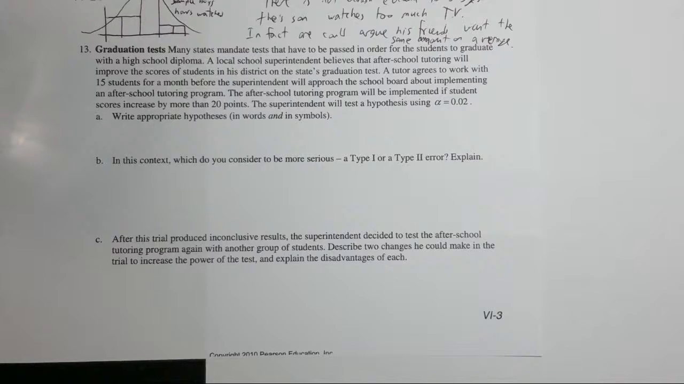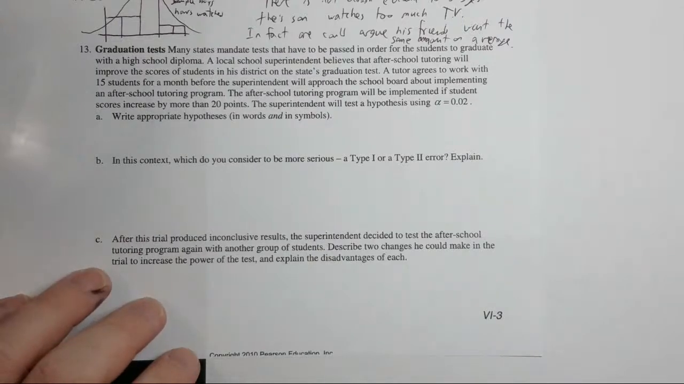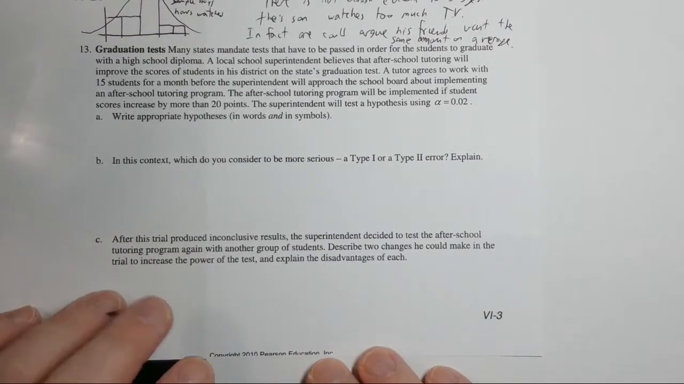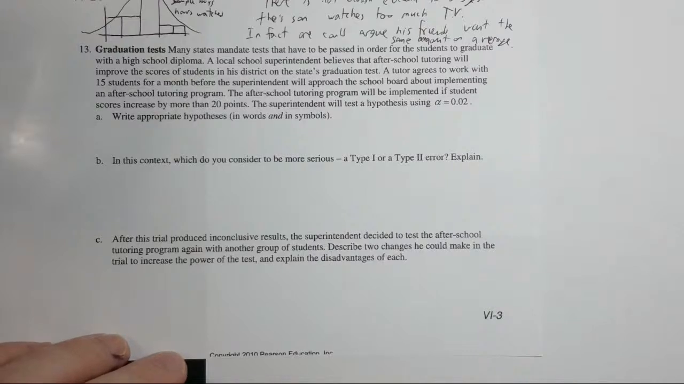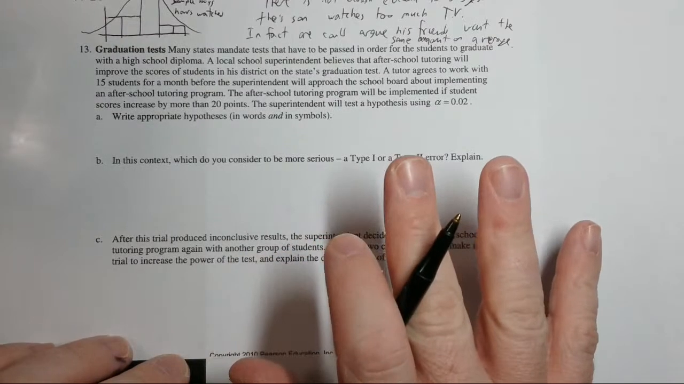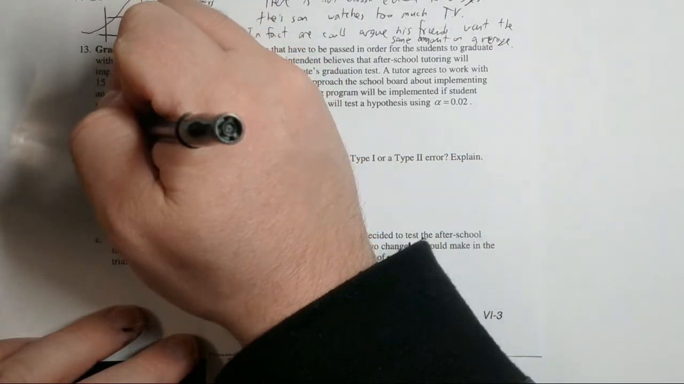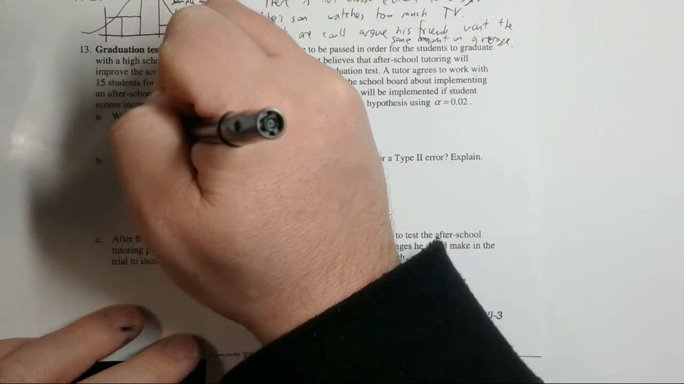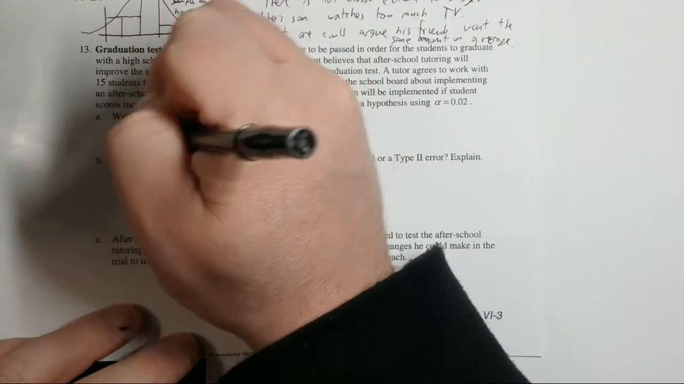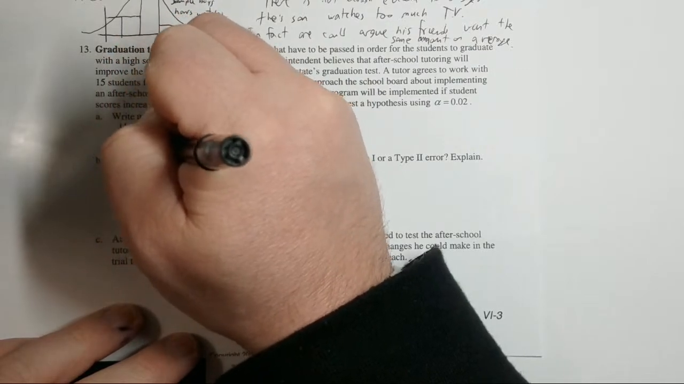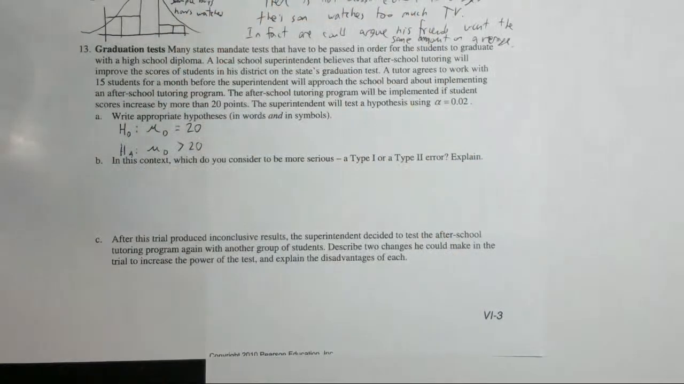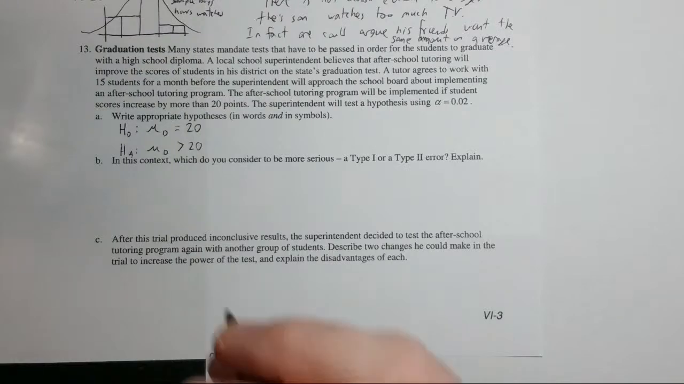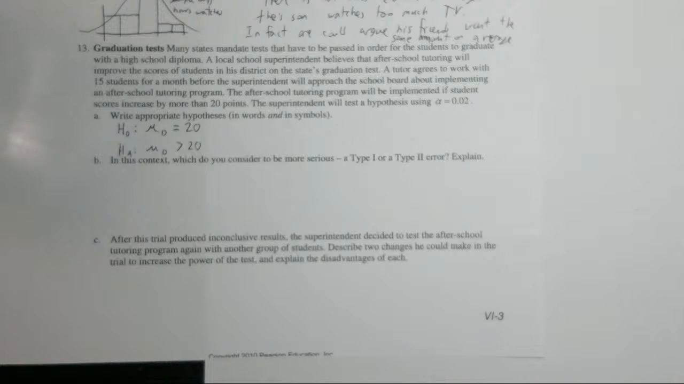Okay, well, they did say words, so I'm going to do the symbols first. If you're doing something like this, the after-school tutoring program will be implemented if student scores increase by more than 20 points. Now, I'm going to do this a little weird. Keep that in mind. Mu the difference is equal to 20. Mu the difference is greater than 20. Let's just do it like that. This one is a little strange because of the wording of the question.